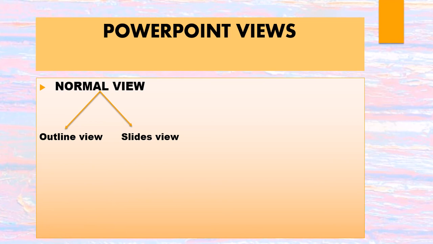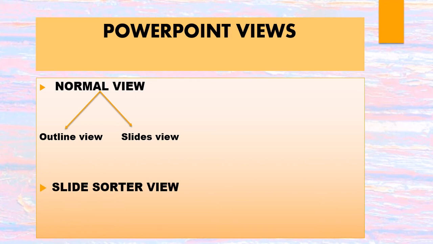Now the subcategories: outline view helps us to work with the text. And slide view helps us in displaying one slide at a time. Basically, we can observe each slide in detail and work with pictures and diagrams on it, right?